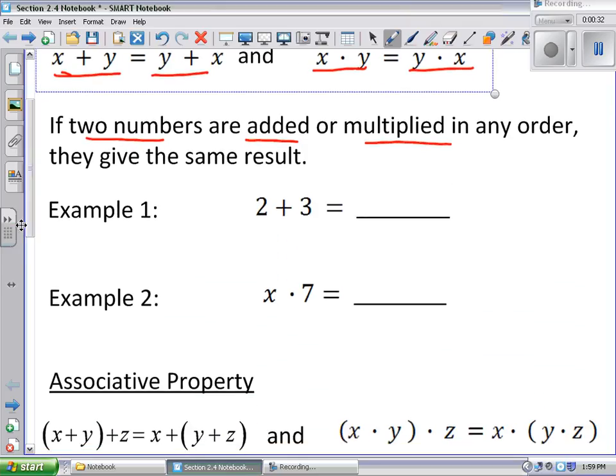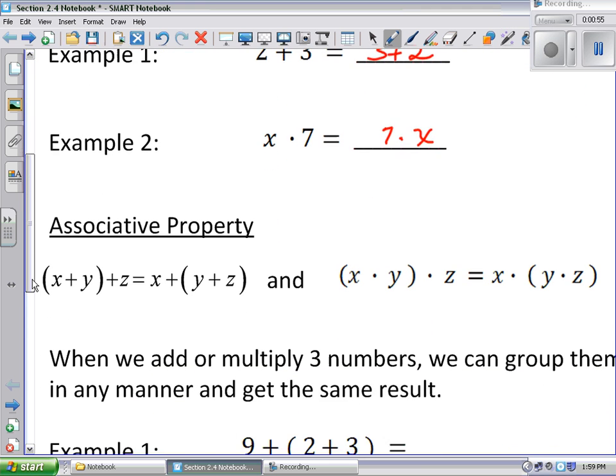Let's start off with example 1. 2 plus 3 is the same as 3 plus 2. Example 2. x times 7 is the same as 7 times x. The commutative property has to do with order.